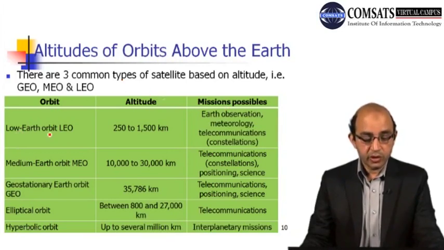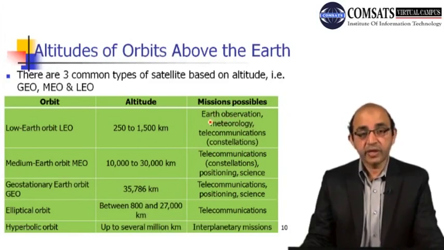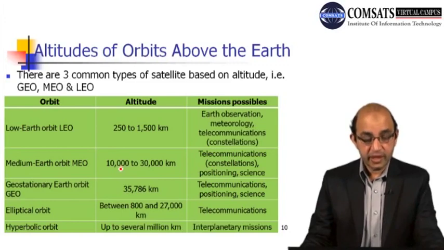So low Earth orbit, that is LEO, can attain an altitude of 250 to 1500 kilometers, and the possible missions we can accomplish are Earth observation, meteorology, telecommunications, constellations. And then MEO, medium Earth orbit, can attain an altitude of 10,000 to 30,000 kilometers, so we can have telecommunications, constellations, positioning, science.